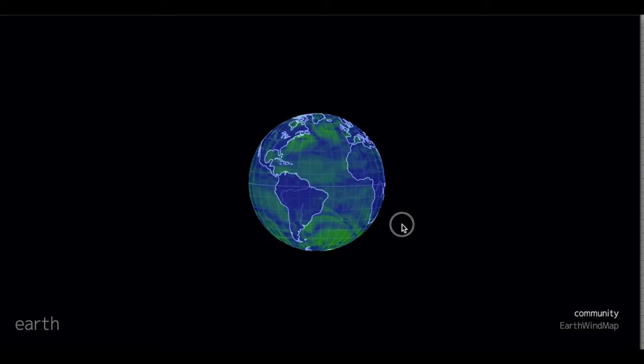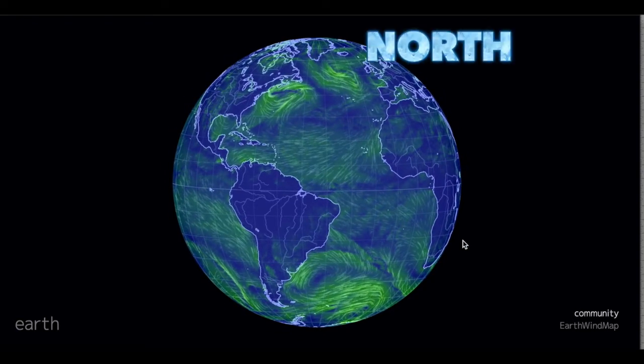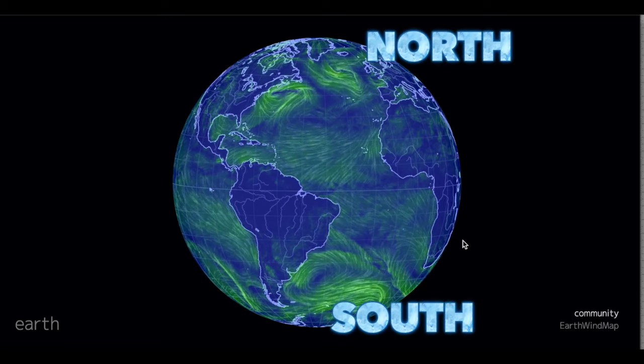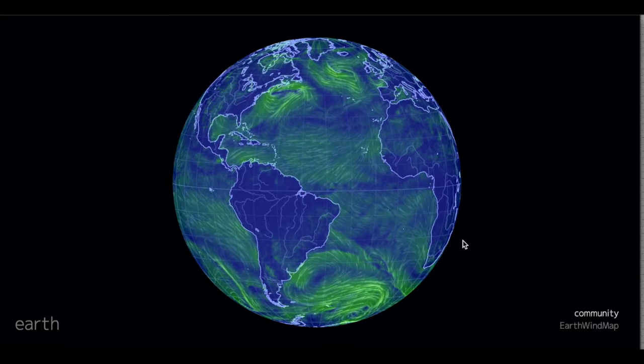Well, what do we have here? Oh, yes, of course, it's the Earth. Yeah, there's the north, there's the south, and the equator's right there in the middle. Okay, now this picture looks a little bit different than pictures I'm used to seeing.